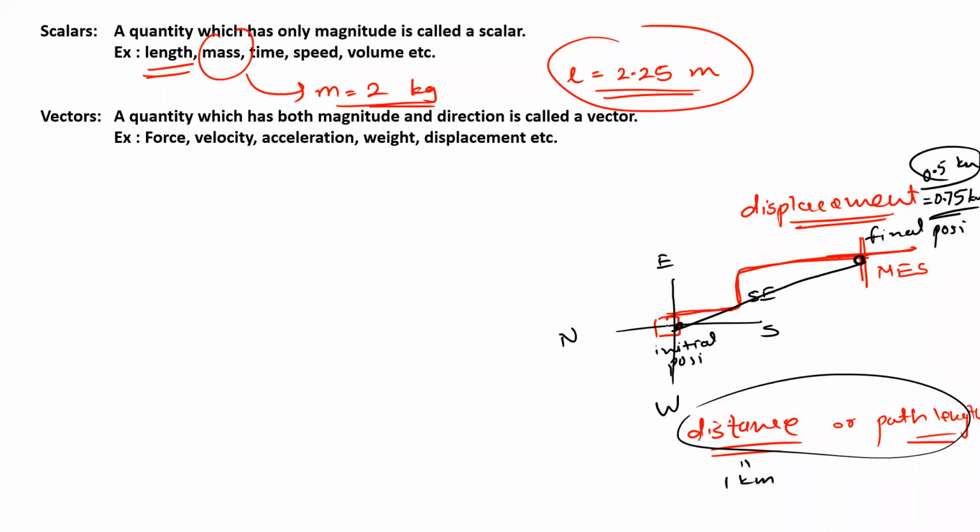So here we understood that we have to move in a particular direction to cover displacement. That is why displacement is a vector quantity. It has magnitude 0.5 kilometers and direction south, from my place to there.